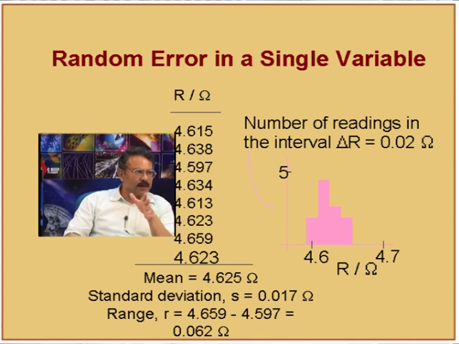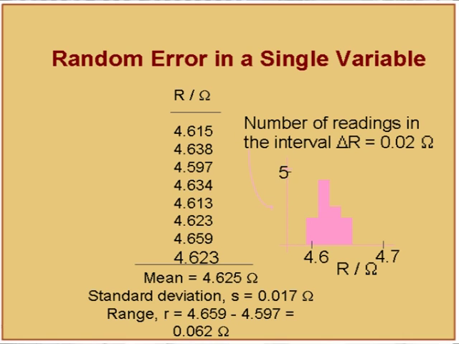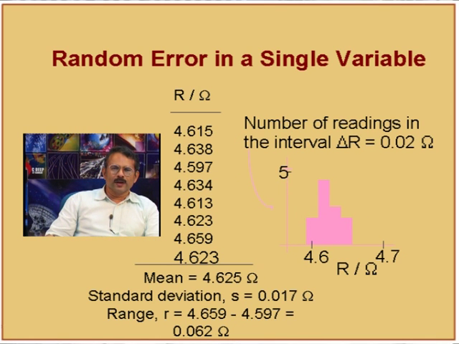Otherwise there is no point in taking more readings and averaging. This is a very crucial thing that the students miss. I'm not going to discuss the theory behind this. I'm going to give you the result. The theory behind this is related to the distribution of the errors. Okay, for example, here on this slide you see a histogram there. This histogram shows the number of readings in the interval delta R equal to 0.02 ohms. So on the x-axis is a reading R, on the y-axis it is the number of readings which lie within an interval 0.02 ohms.